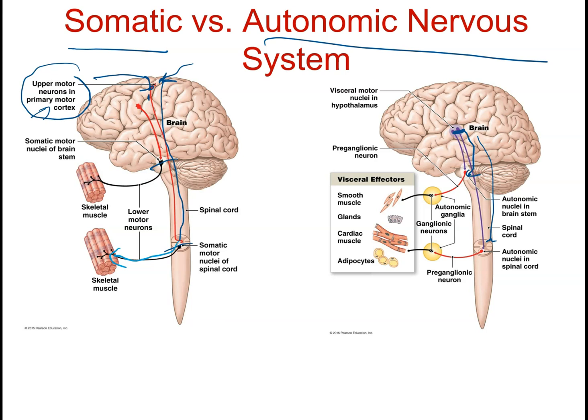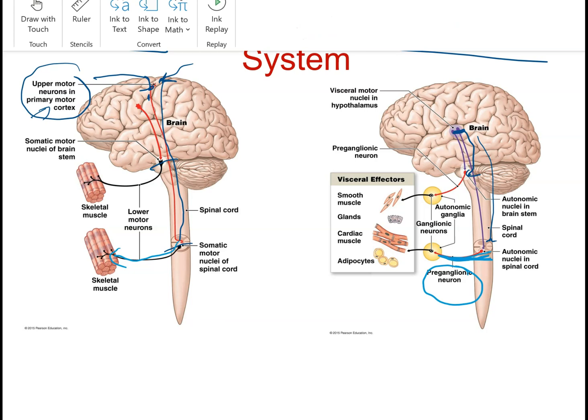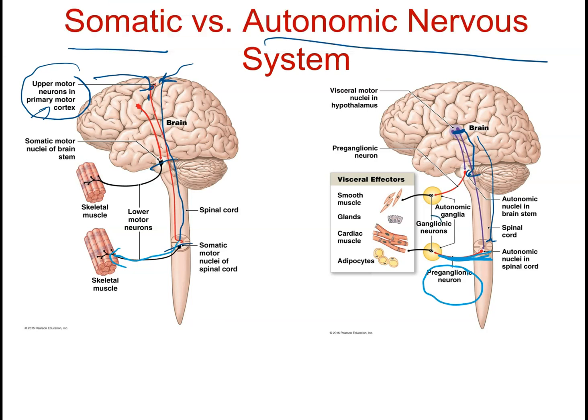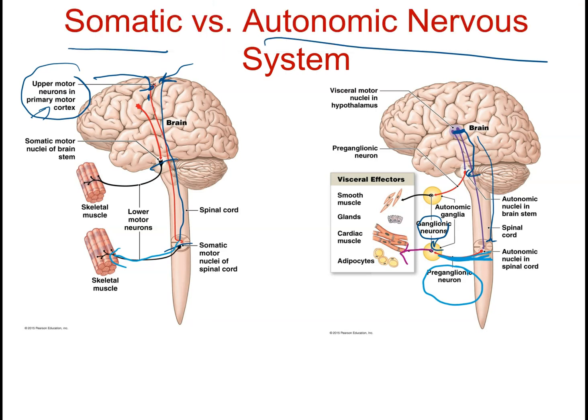But then there's two lower neurons. When we look at the lower neuron, we have one that leaves the cord. This is called the preganglionic neuron because it's heading out to a structure called a ganglion. Remember, a ganglion is a cluster of cell bodies, and then we're going to have our postganglionic neuron, which will then leave and go out to the effector.